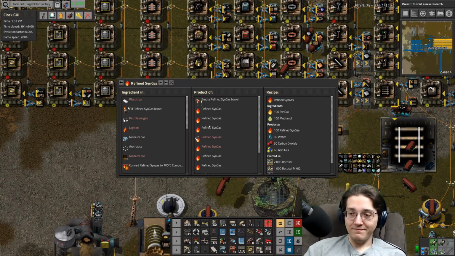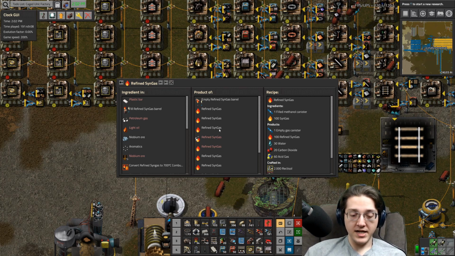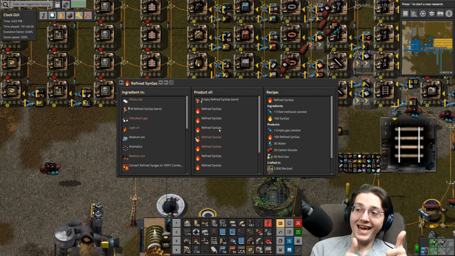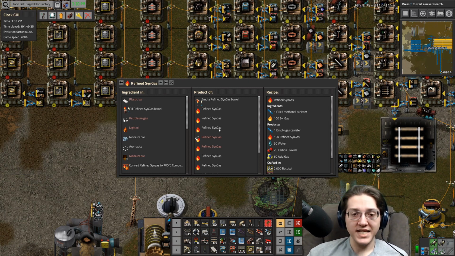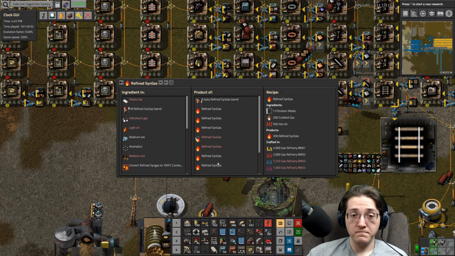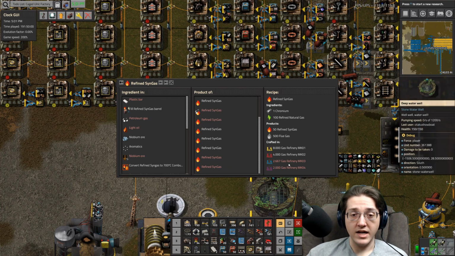So, what are we gonna do? We need refined syngas, we need ammonia, and we need hydrogen chloride, and we need organic solvent. Yay! Lots of things. I technically have some methanol being produced right now, and syngas, so I could do this to get refined syngas. That much is fine. I could also do this.